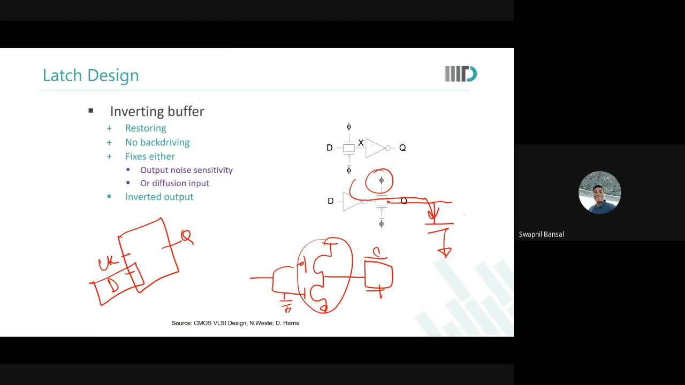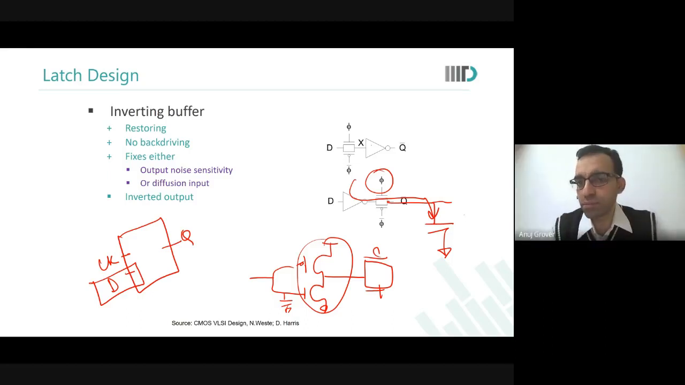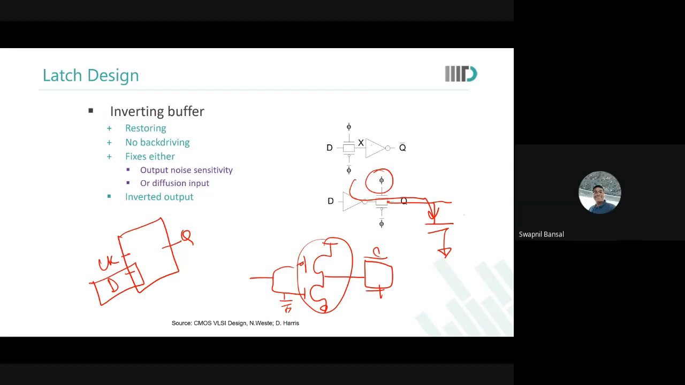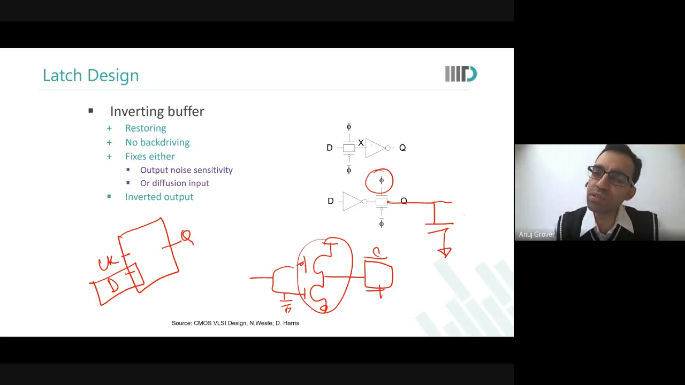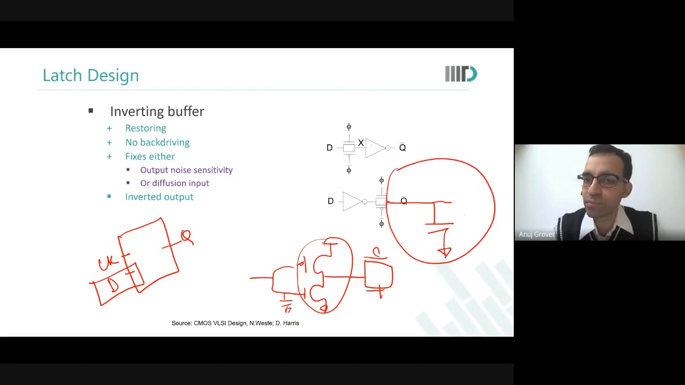Right. So where is it changing? I mean, when the CK is 1, the inverter will see both the loads, right? No, when the CK is 1, the inverter will always see this load. When the CK is 0, the inverter is not expected to drive the Q. The Q is supposed to hold itself, which is why I'm saying it is dynamic.